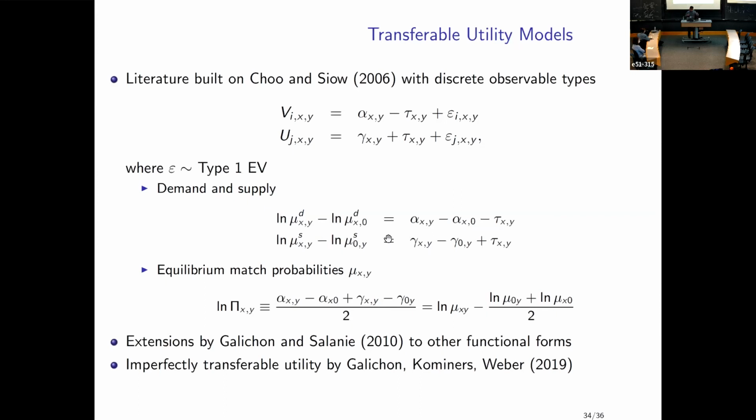And so in equilibrium, demand has to equal supply. That's going to determine tau. All right. And you get that there's a closed form for the alpha of xy relative to the alpha of the outside option for type x, and gamma of xy relative to the outside option for type y.